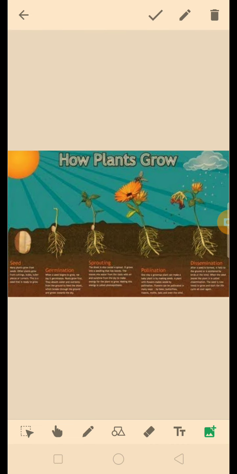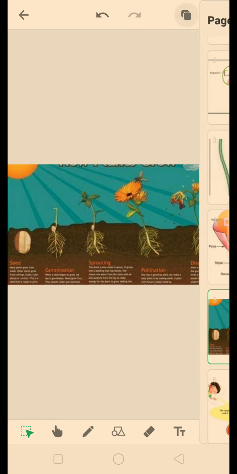Now let us see the next part. Yes, this is how a plant grows. There is a seed, then there is germination, then there will be sprouting, then pollination, and then dissemination. Dissemination means it dies out. So the plant grows from the seed.